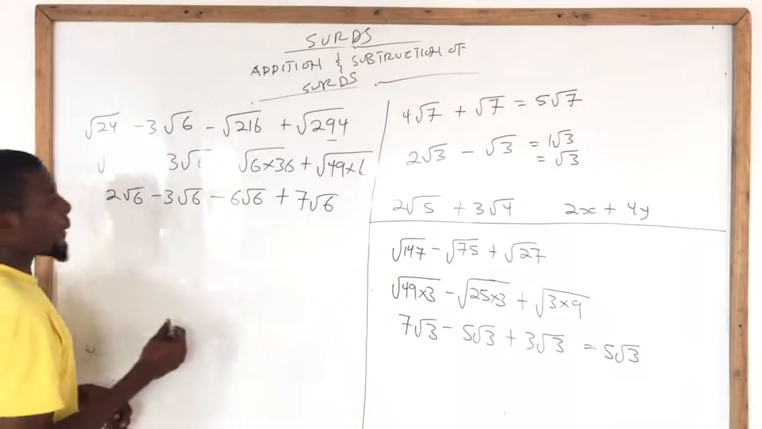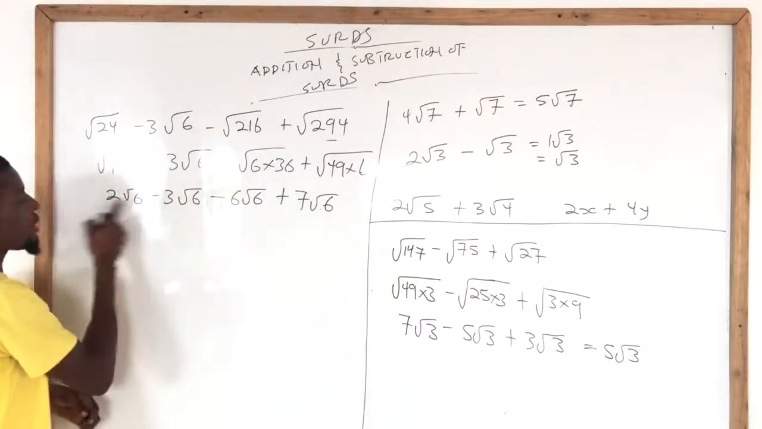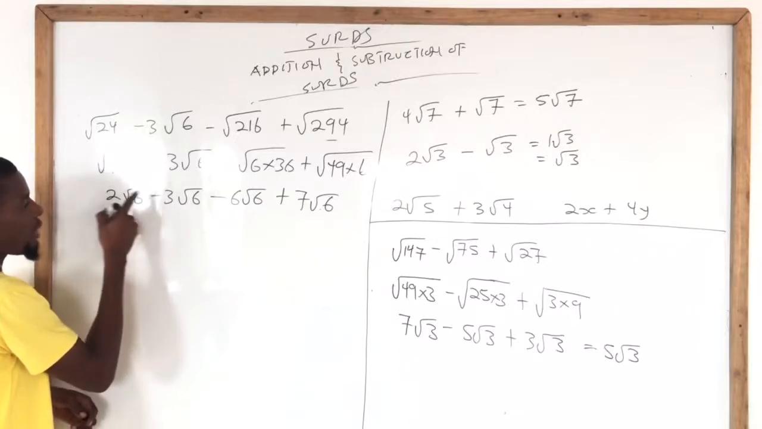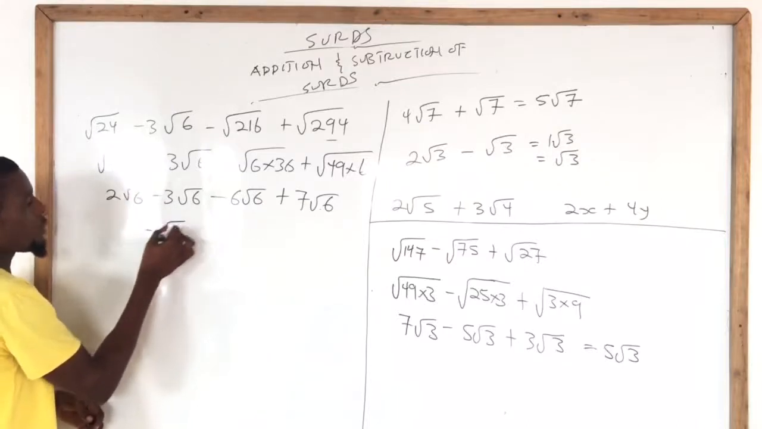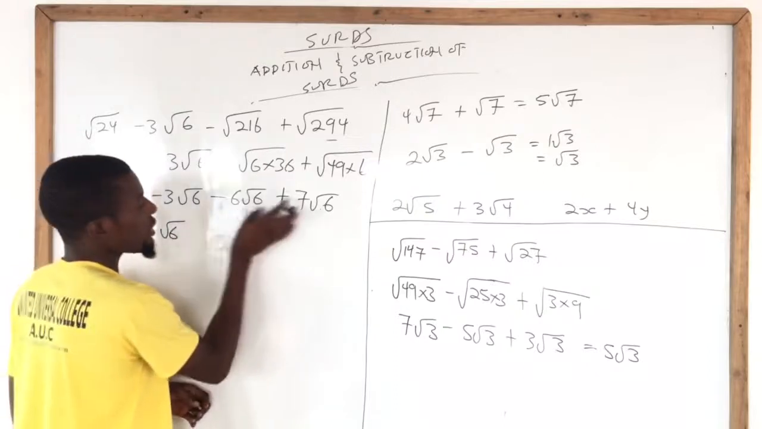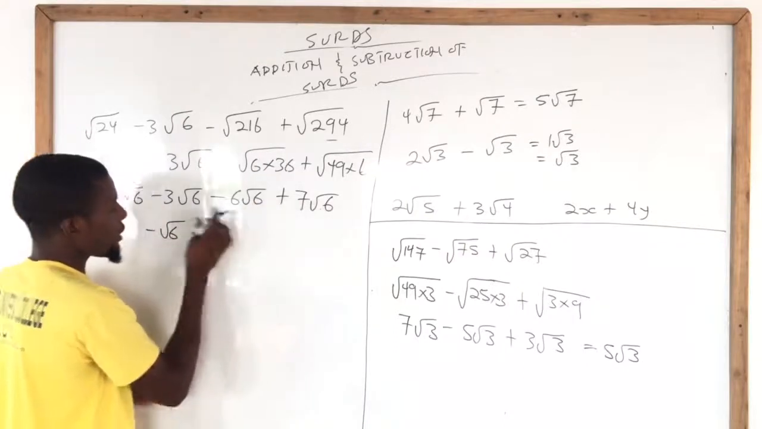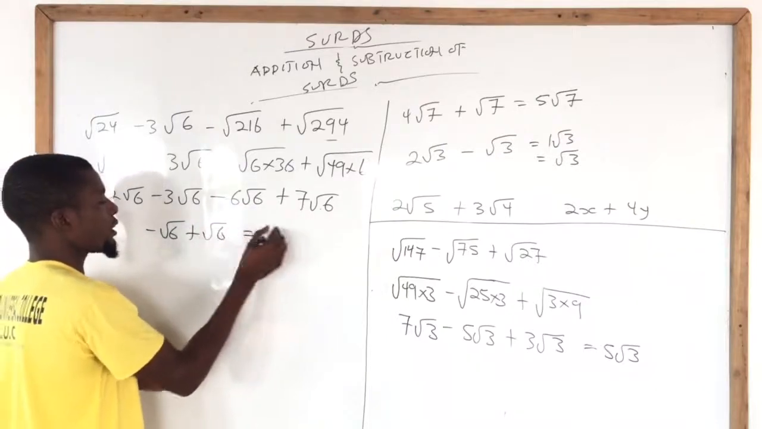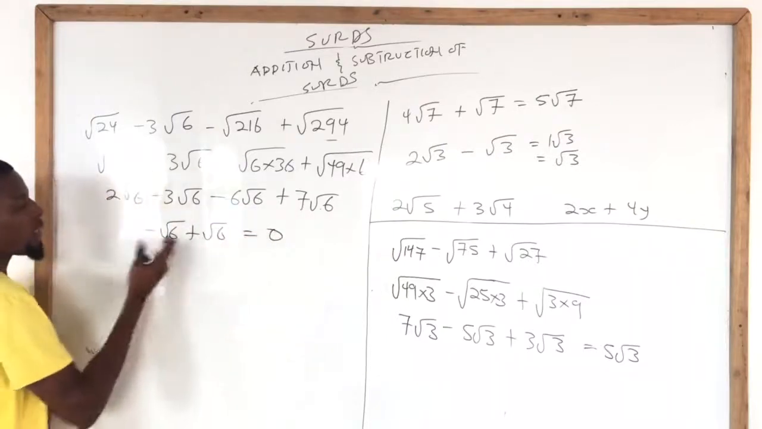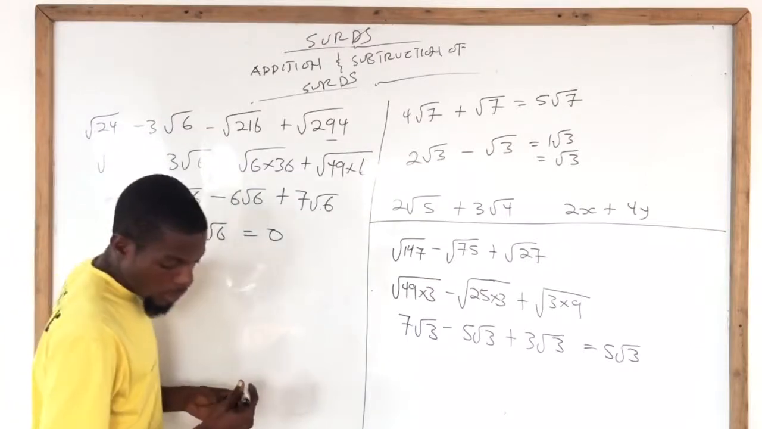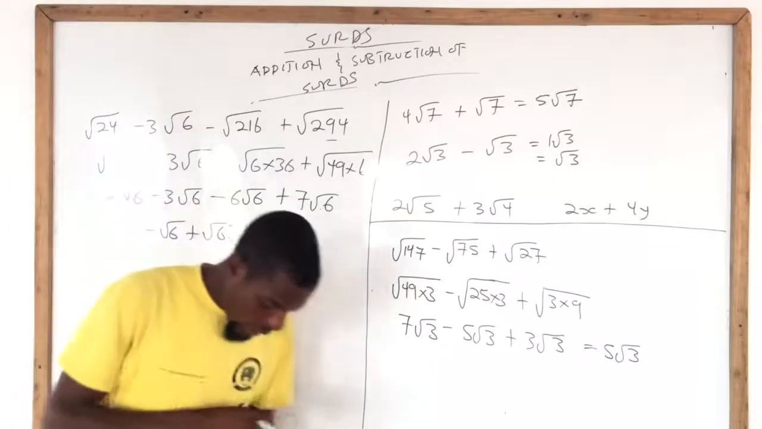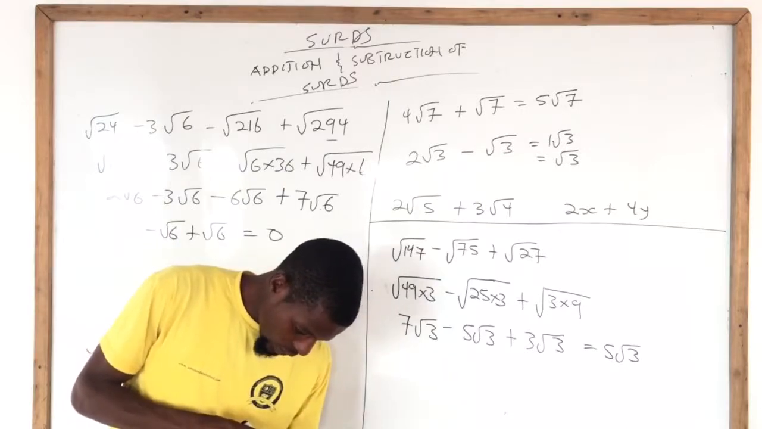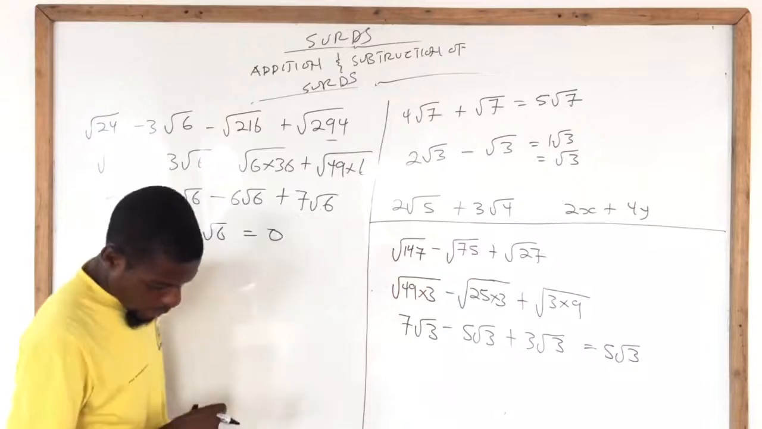Alright, so this and this, you realize that this minus this is going to give you minus root 6. And then this and this, because they have the same root, I'm just doing it one after the other. This and this is going to give me plus root 6. So the final answer is going to give me what? 0, because minus 1 plus 1 is what? 0. Right? So let's take one last question, and then we will draw the curtain on this particular episode.